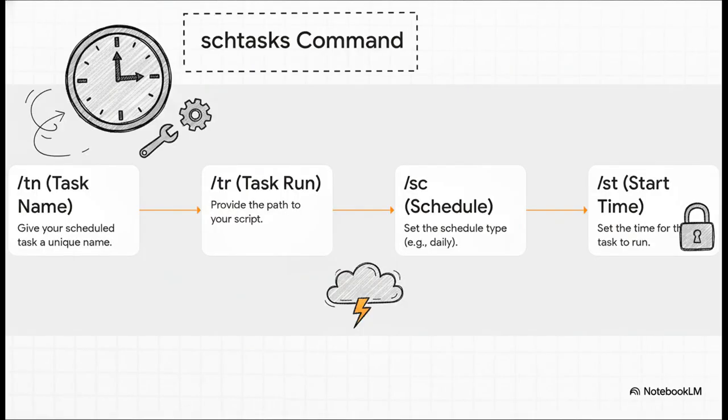But here's the thing. Automation isn't really automation if you still have to remember to run the script yourself, right? That's where schtasks comes in. It's basically your own personal scheduler. It's so simple. You just give your task a name, tell it which script to run, set the schedule, like daily or weekly, and a time. That's it. This is a massive shift. You stop doing the tasks and start designing systems that do them for you. You set it once, and you can literally forget about it.